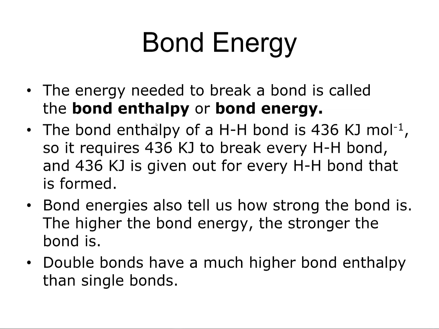So, bond energy. We're going to talk about this energy later on in terms of being neither created nor destroyed. We're going to talk about enthalpy, or bond energy. The bond enthalpy, or the amount of energy between two hydrogen atoms, is about 436 kilojoules per mole. And I already mentioned it takes about that much to break every hydrogen to hydrogen bond. Bond energy also tells us how strong the bond is. The higher the bond energy, the stronger the bond. Double bonds have much higher bond energy, or enthalpy, than single bonds.